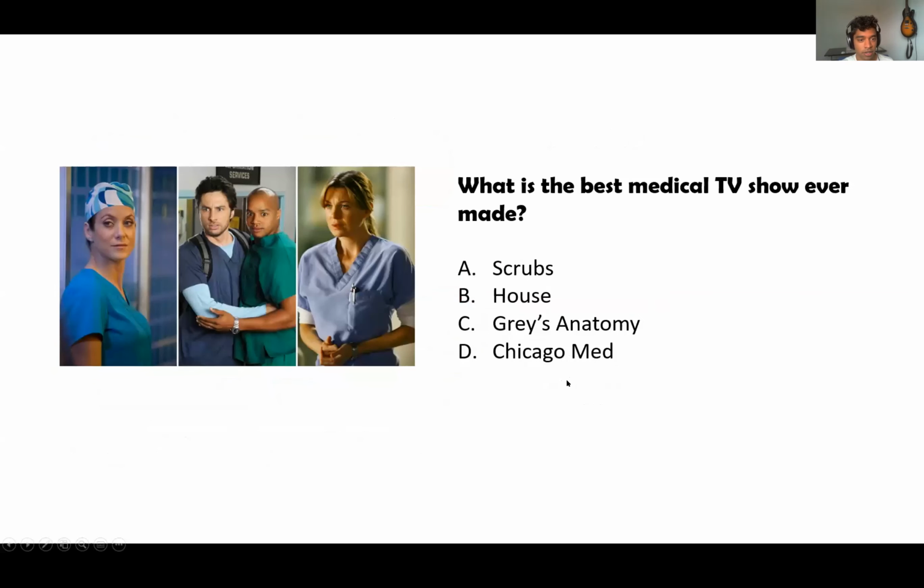Cool. And the last question, what's the best medical TV show ever made? You guys better answer this correctly. Yes, correct. It is Scrubs. I was scared people were going to say Grey's, but Grey's isn't even second. House is second. Okay, cool.